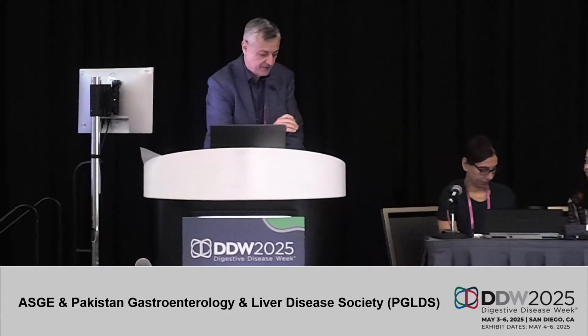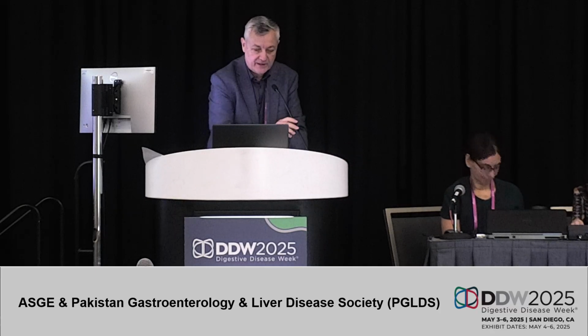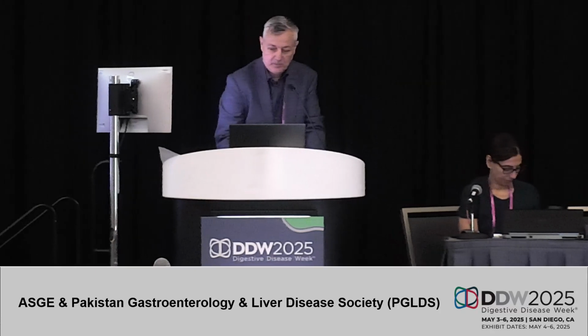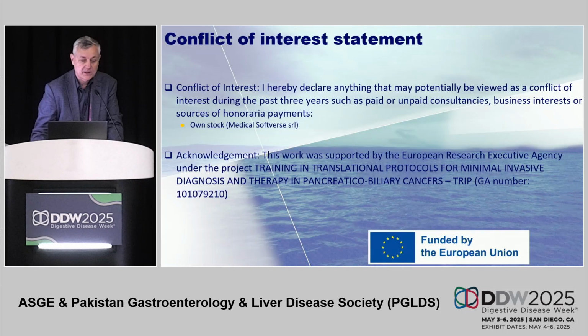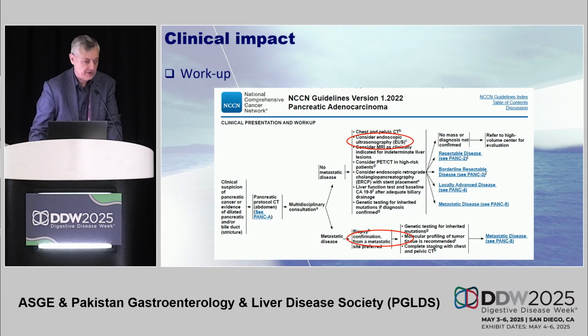Thank you very much for the kind introduction, and thank you very much for inviting me to present this talk. So basically, I will speak a bit about staging and also 3D reconstructions. These are my conflicts of interest, and I will start the talk by looking a bit at the NCCN guidelines for pancreatic adenocarcinoma. So basically what is done in most of the centers: there is a clinical suspicion of PDAC, and then the patients usually go to pancreatic protocol CT. And then after this, usually endoscopic ultrasound is the next step.